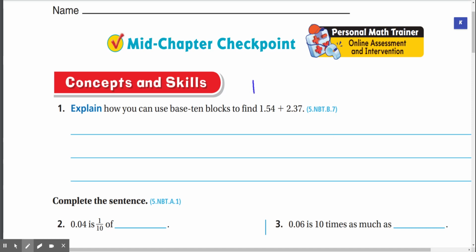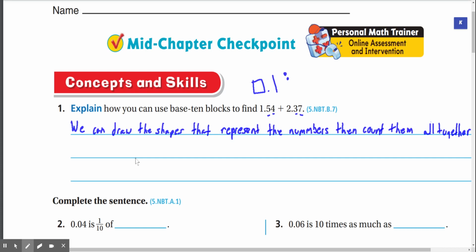Well, we know that squares represent whole numbers, sticks represent the tenths, the numbers in the tenths place, like 5 and 3, and dots represent the hundredths place, numbers like 7 and 4. So if we wanted to add these two, we would have to draw one square, 5 sticks, and 4 dots for 1.54, and add that with 2 squares, 3 sticks, and 7 dots. So if we were to write that, we can draw the shapes that represent the numbers, then count them all together.